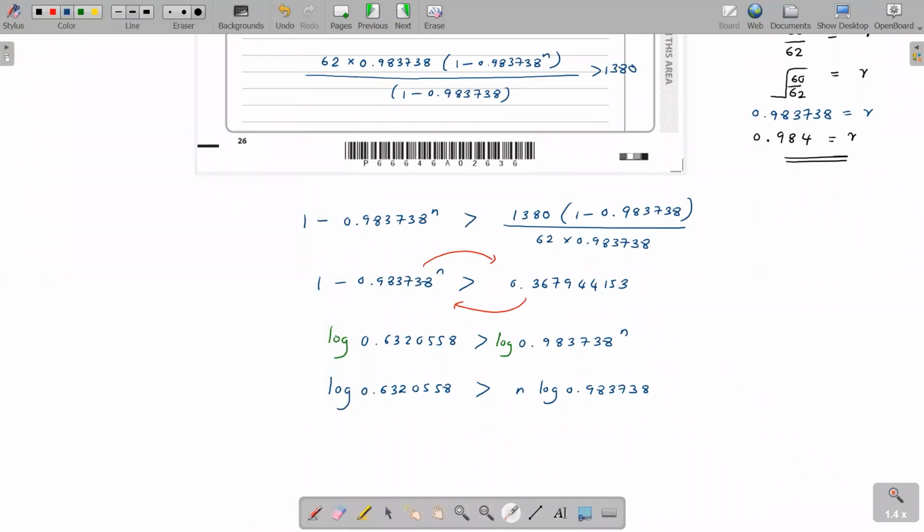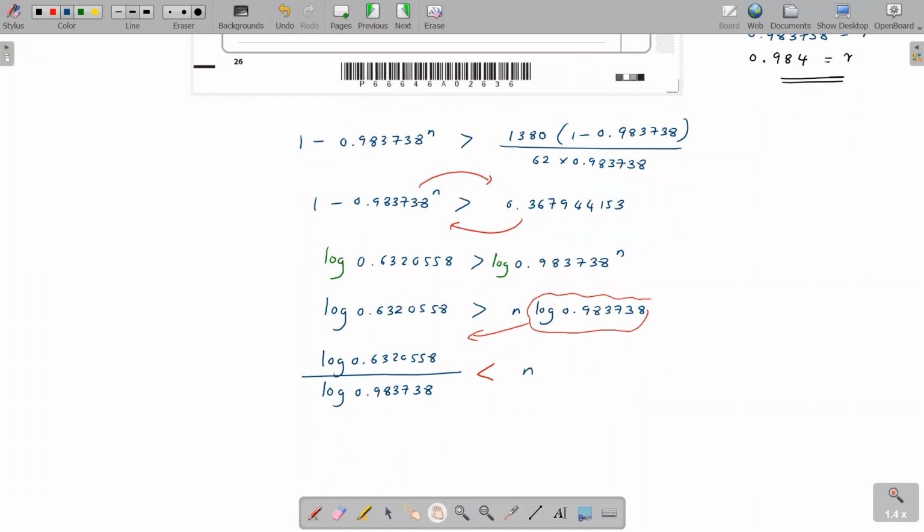So basically, I am taking now here, I have log 0.6320558. Okay, that's also a negative answer, but that's fine. The crucial thing here is that you bring this logarithm to the other side as a division. So how does that affect the inequality? The inequality mark must flip now. The greater than sign becomes less than, you get n here. So it's extremely important that you flip the inequality sign because you divide by a negative.